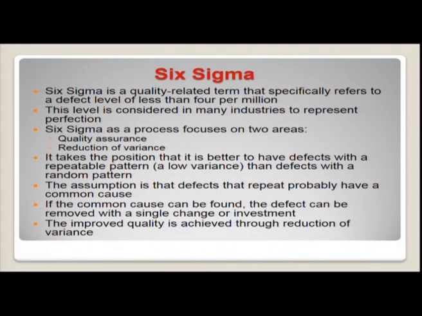The assumption is that defects that repeat probably have a common cause. If the common cause can be found, the defects can be removed with a single change or investment. The improved quality is achieved through reduction of variance. So, this is about Six Sigma.